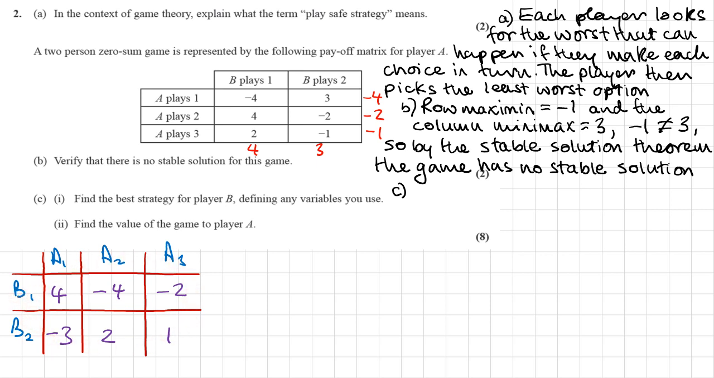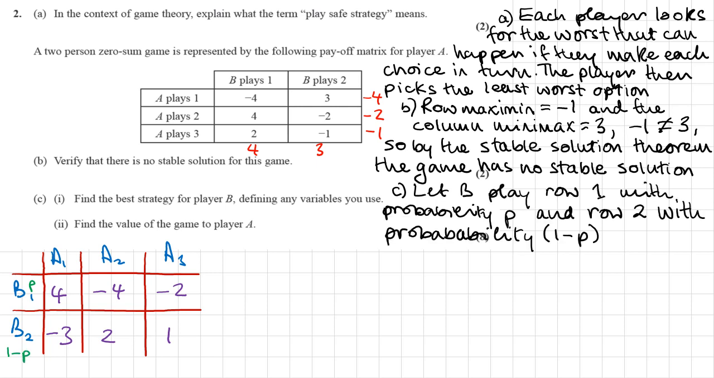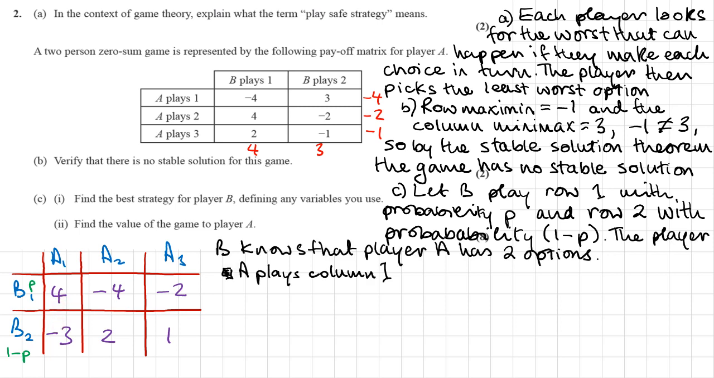So we're going to let player B play 1, so the little sub 1 there just means they're going to play 1. And this means they're going to play 2. Let's say that they play 1 with probability P, and they play 2 with probability 1 minus P. So let's write that down. Then that means that player B knows that player A has 2 options. Okay, so what are A's 2 options?